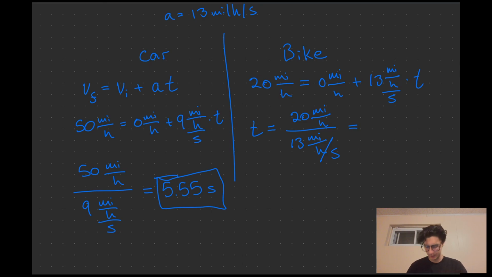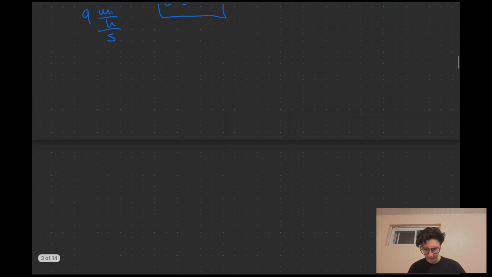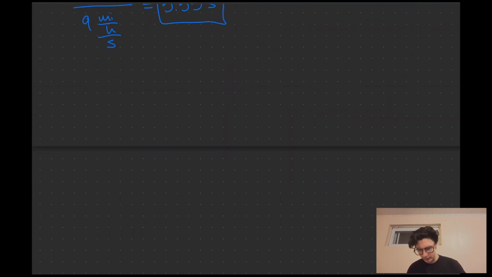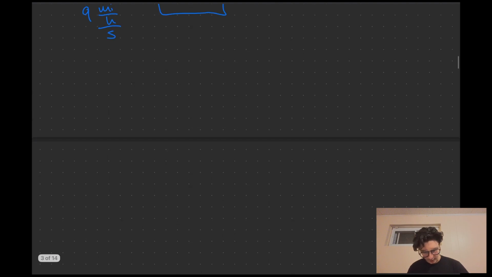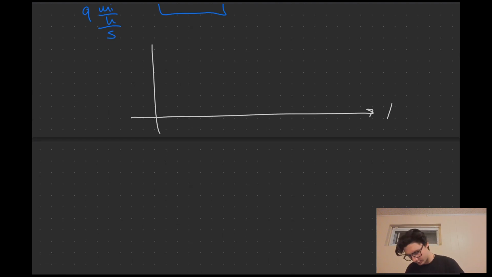So this gives us 20 over 13, which is 1.54 seconds. Interesting. So what is happening here is the following. It's probably good to draw a little graph to see how things are moving. So here we have time, and here we have the velocity as a function of time. I'm going to do the car in red.